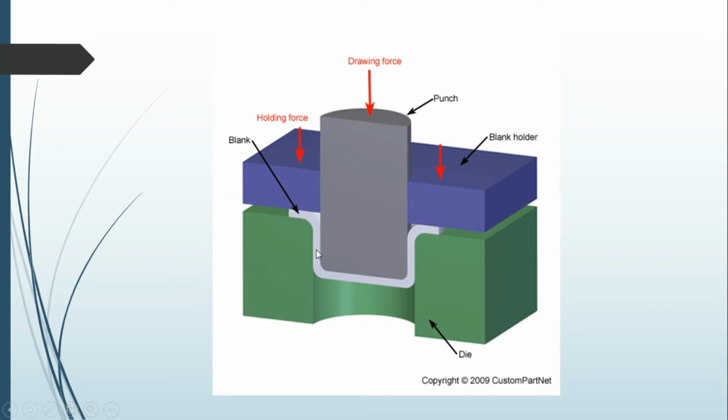And this light ash color is the workpiece. Initially the workpiece will not be in this shape. We are going to apply the force. After that only it's going to change its dimension, and in the next slide we will see how it's going to happen. But before that, you can see the red color arrows, holding force and drawing force, two forces we are going to apply. Okay, you can see here we have something different.